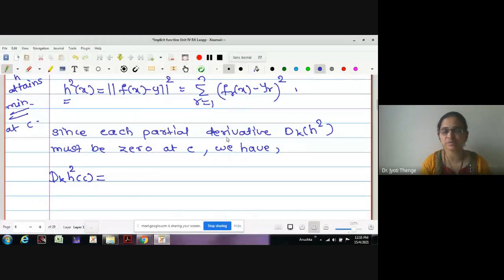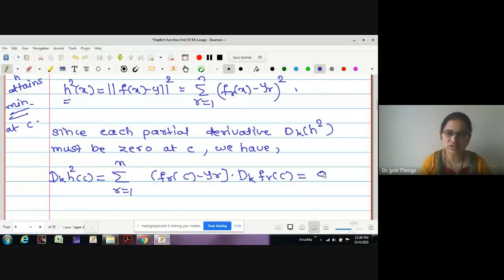Therefore, may I write dk h square at the point C? The partial derivative we were taking with respect to the kth variable xk, say. How should I write it? Shall I keep the summation as it is? Summation r equals 1 to n of the square of this. This is 2 times (f_r(c) minus y_r) into the partial derivative of this bracket. What is the partial derivative of this bracket? This is dk f_r at the point C. So the sum of 2(f_r(c) minus y_r) dk f_r(c) is equal to 0 for k equals 1 to n. Here it is 2, no, actually 2 times the square is there. But let me just shift this 2 to the right and cancel it. Is that okay?